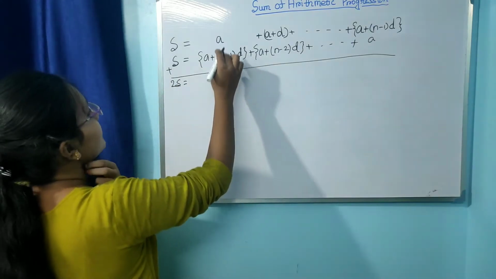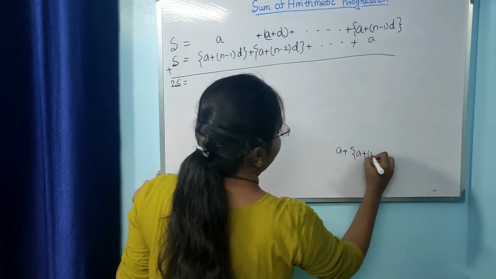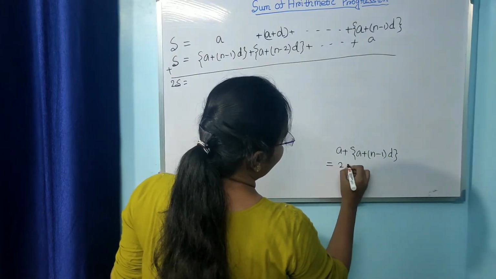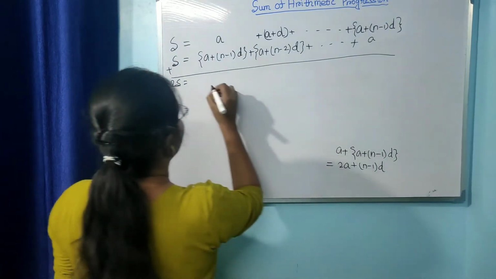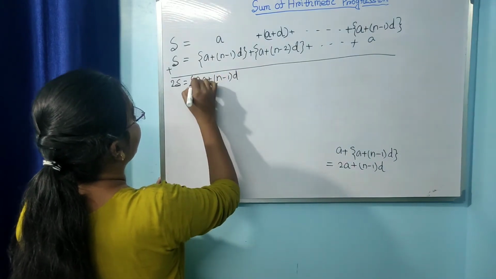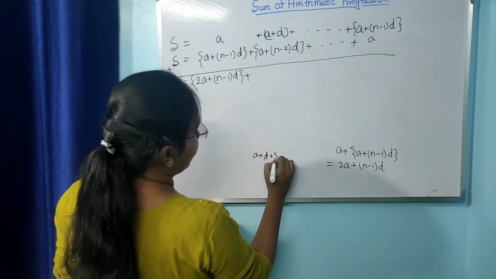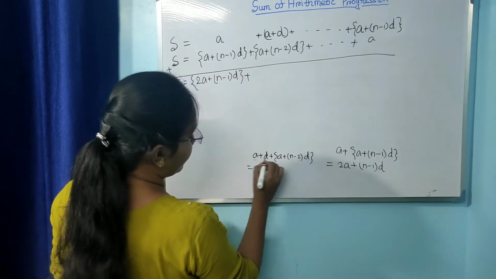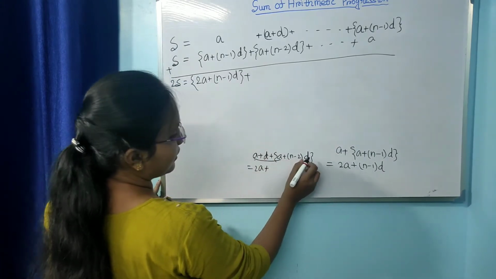And what happens if we add a plus a plus n minus 1 into d? It will be 2a plus n minus 1 into d, right. So it will be 2a plus n minus 1 into d, okay. And the next term will be a plus d plus a plus n minus 2 into d. So it will be a and a, that is 2a, and d plus n minus 2 into d.